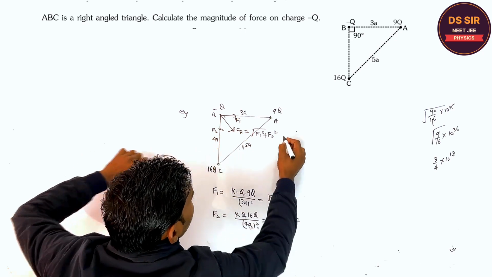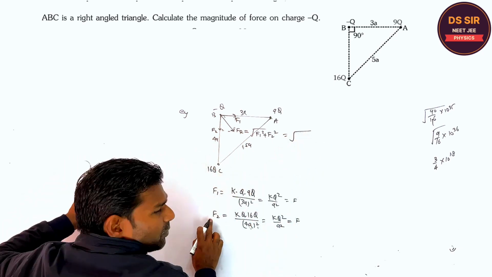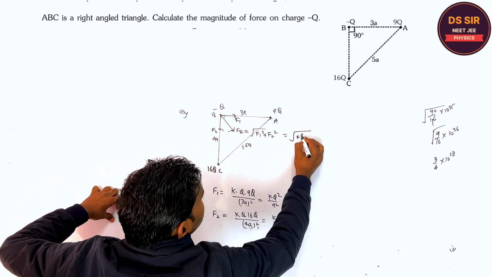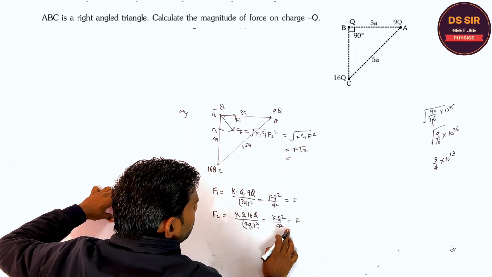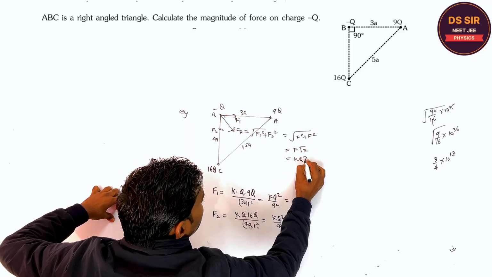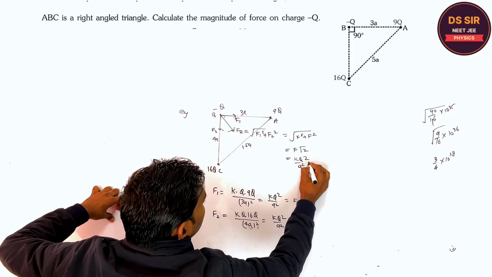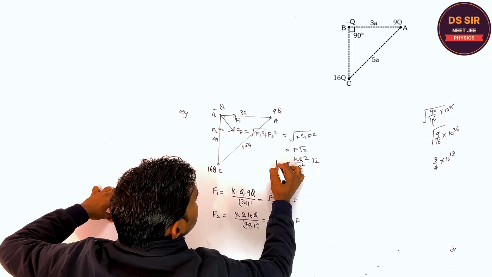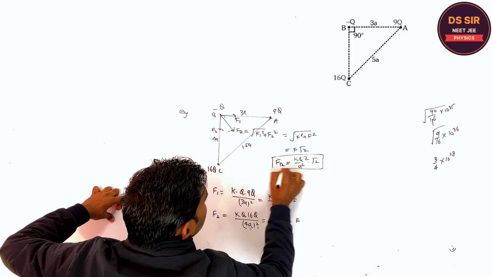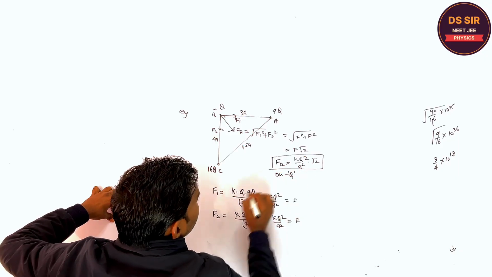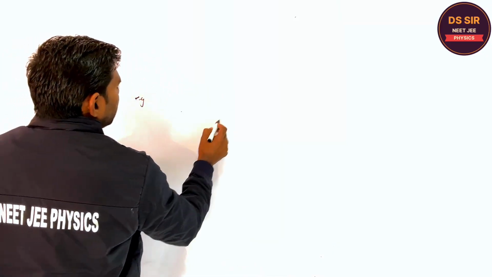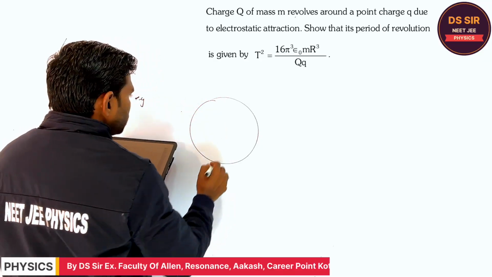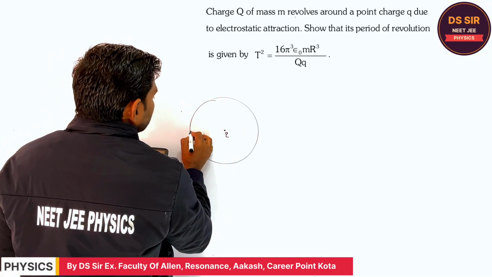So what is the resultant force? Root over F1 square plus F2 square, that is F square plus F square is equal to what? F root 2. The value of F is nothing but Kq square upon a square into root 2. So this is the resultant force on minus q charge. Fine. Copy this.